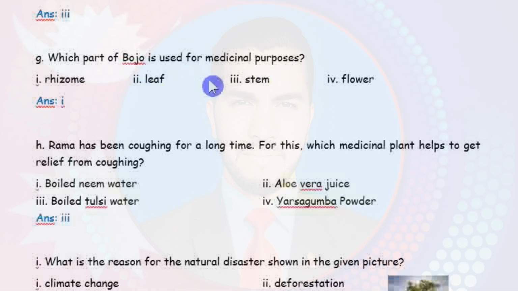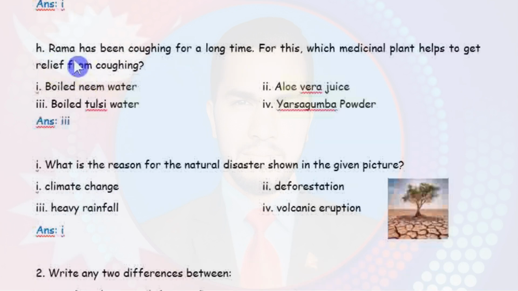Now, H number, Rama has been coughing for a long time. For this, which medicinal plant helps to get relief from coughing? Okay, here are some of the medicinal plants given, and we have to identify the medicinal plant which can be used to get relief from coughing. Okay, so here out of the 4 options, the option number 3, boiled tulsi water, is the medicine that can be used to get relief from the coughing.